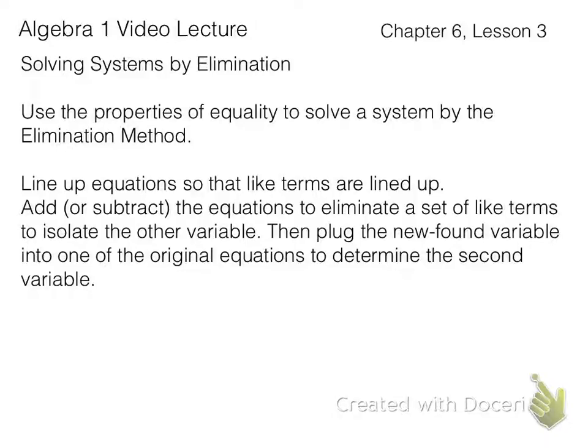So the first thing we're going to do is take our two equations and line them up so that the terms that are similar, or like terms, are on top of each other. So in this case, 6x and negative 6x, negative 3y and negative 3y, and 3 and 3. The whole point of elimination is to basically combine the two equations, either add them or subtract them, so that one of the variables actually cancels itself out.